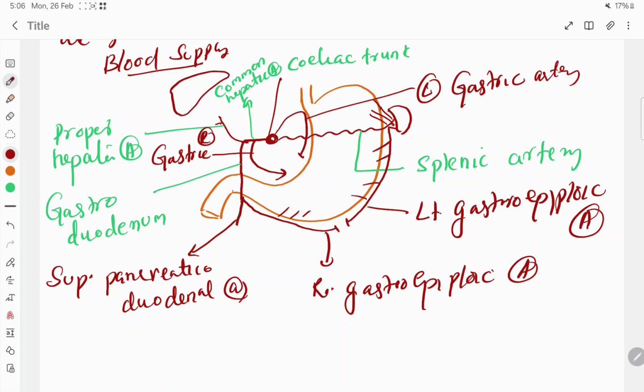Then there are corresponding veins. Corresponding to the left gastric artery we have the left gastric vein. Corresponding to the right gastric artery we have the right gastric vein. Then we have the short gastric veins, the left gastroepiploic vein and the right gastroepiploic vein. So these are the arterial supply and the venous drainage of the stomach.